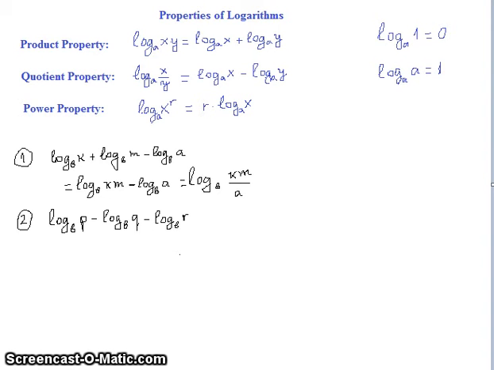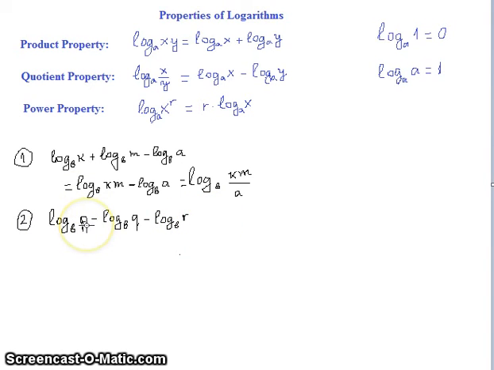We can use one word for this process. We can say condense the logarithmic expression. It means to represent it as a single logarithm with coefficient 1. Let's do the next example. We have the following logarithmic expression. The goal will be again to condense it.